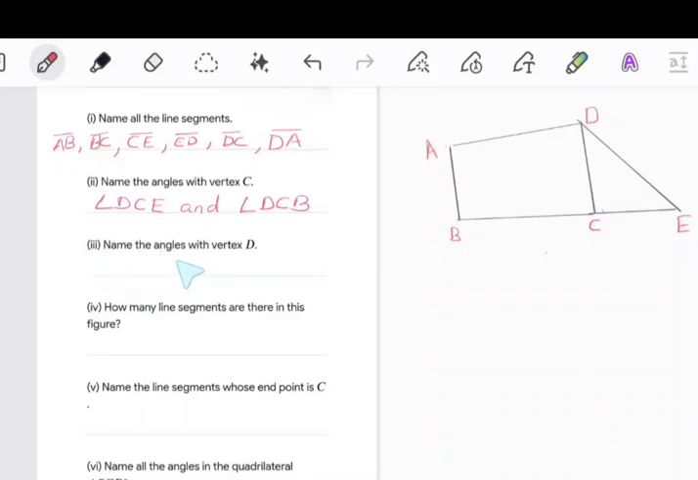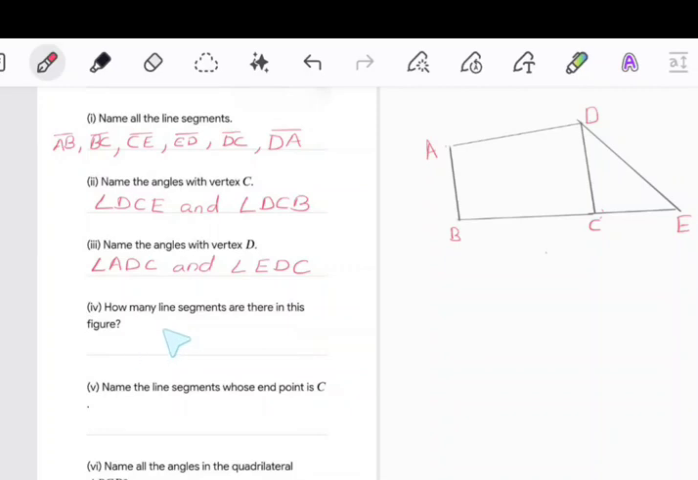Third question, name the angles with the vertex D. Similarly, at the point D, the 2 angles are angle ADC and angle EBC.